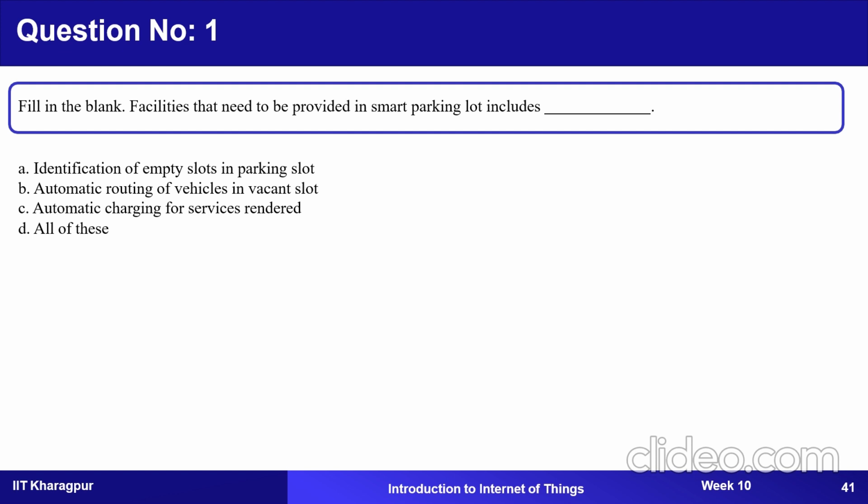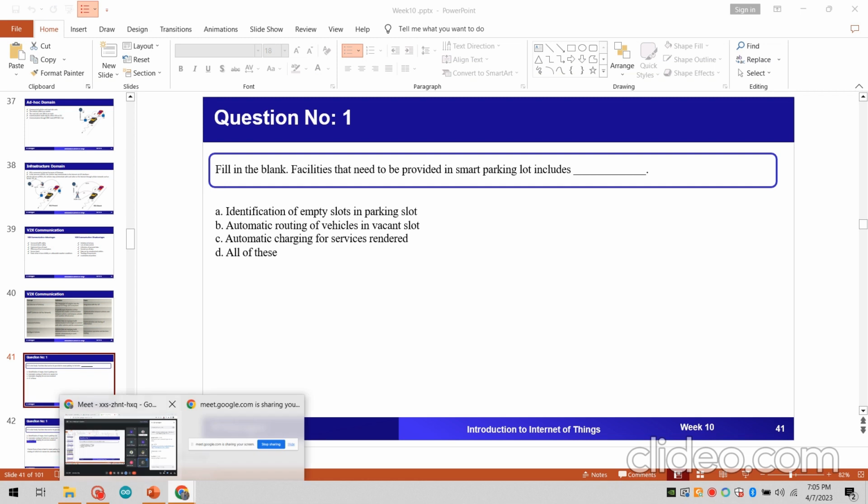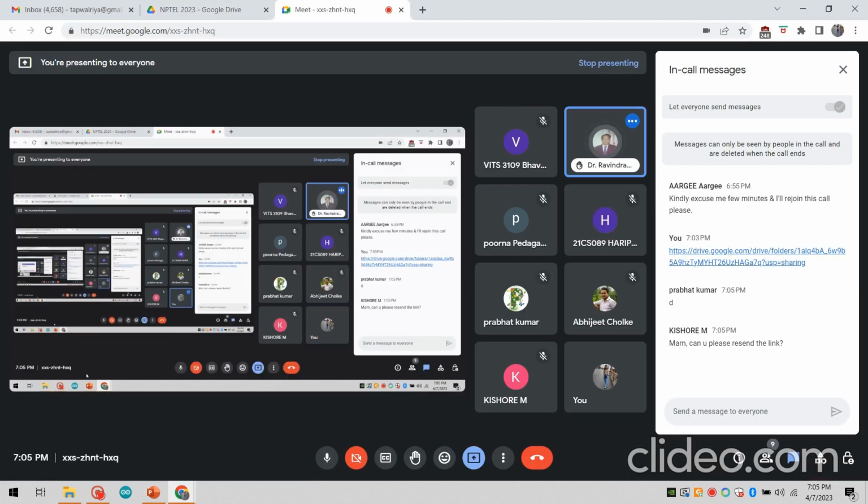I am repeating the question. Facilities that need to be provided in smart parking lot include: first, identification of empty slots in parking slot, automatic routing of vehicle to vacant slot, automatic charging for service rendered. Fourth is all of these. Anyone? All of these. Okay.